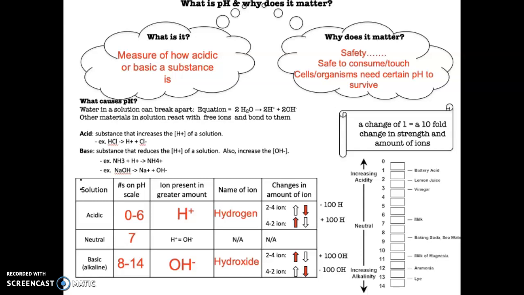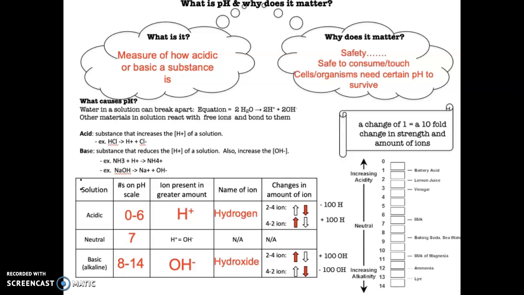And why it matters is quite simply safety. Is it safe to touch this item? Is it safe to consume? And the reason is cells and organisms need very particular pHs to survive. And your pH varies in your system. The pH of your saliva is different than the pH of your stomach. And if you were to take cells that normally live in your stomach and put them in your mouth, they're not going to live well. If you take the cells in your mouth and put them in your stomach, because of the pH difference, they're not going to survive.